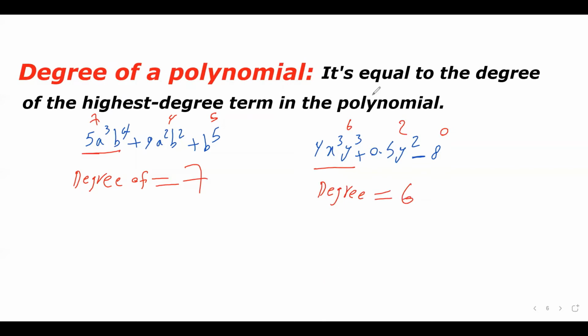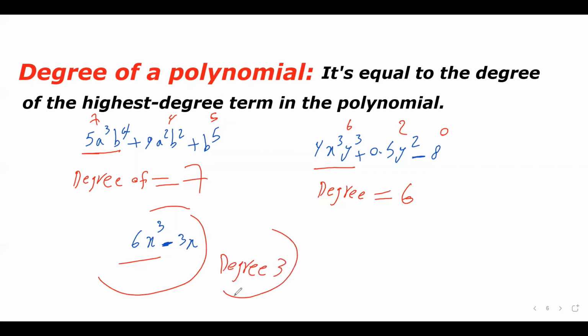Let's do one more. Let's say I have 6x to the power of 3 minus 3x. What is the degree of this polynomial? As you can see, the highest degree term is this one. That's why I can say the degree of this polynomial is 3.